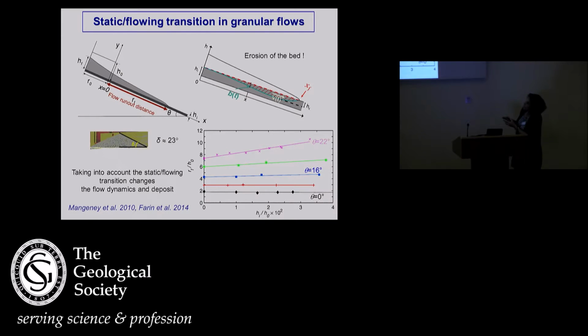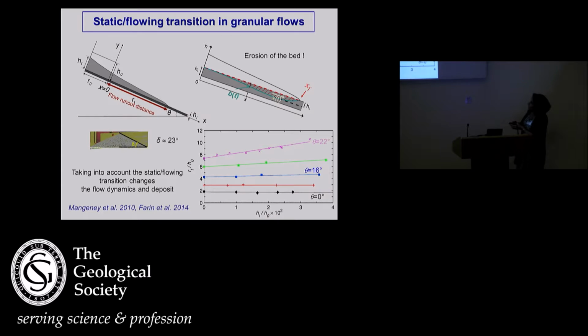And I'll show you an example of what it can do. For example, we did an experiment where you have a granular column and you release it on a slope covered by a very thin layer of particles that are initially static, but that can be entrained by the flow. During the flow, you can see that some particles of the erodible bed are put into motion, and this will change the velocity of the flow and the distance that will be reached by the flow.